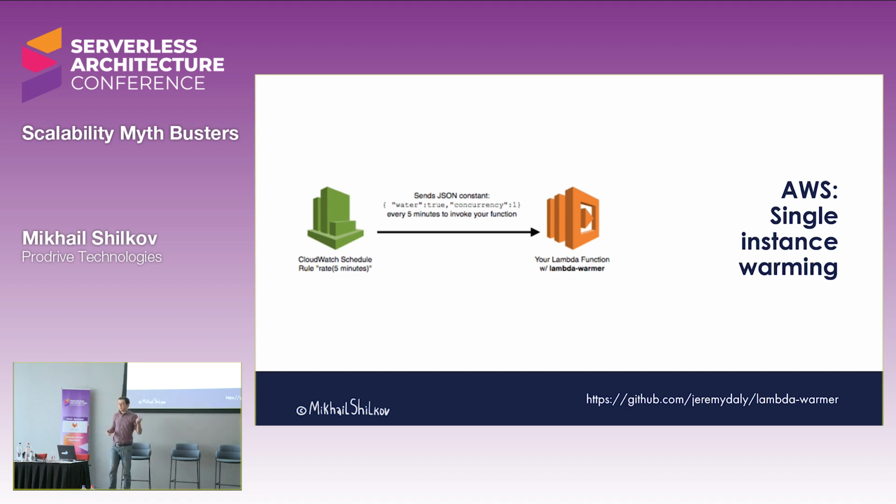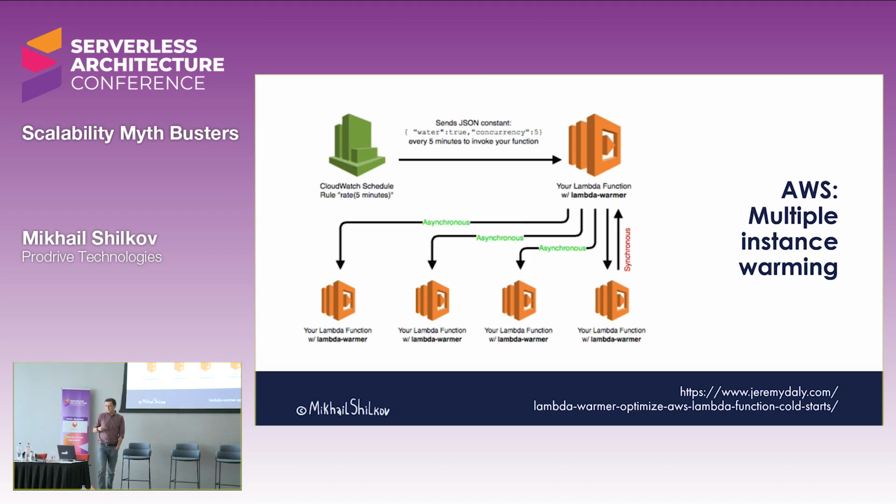I'm also curious why cloud providers themselves wouldn't do this. Like, if it's relatively easy to keep one instance alive, they could just make it a feature, a flag somewhere, but maybe they don't want you to do this. Now, if you want to keep multiple instances alive, you have to do much more sophisticated tricks. So there is a post by Jeremy Daly. Jeremy is somewhere here in the conference, ask him.